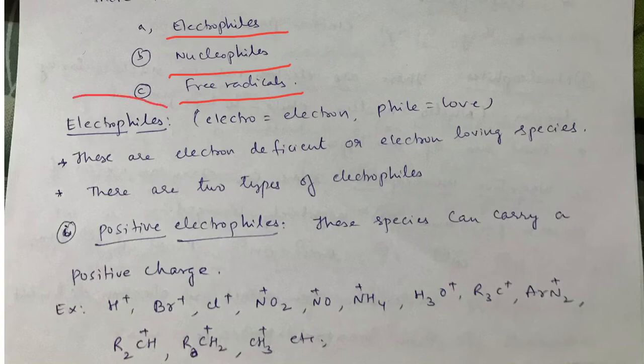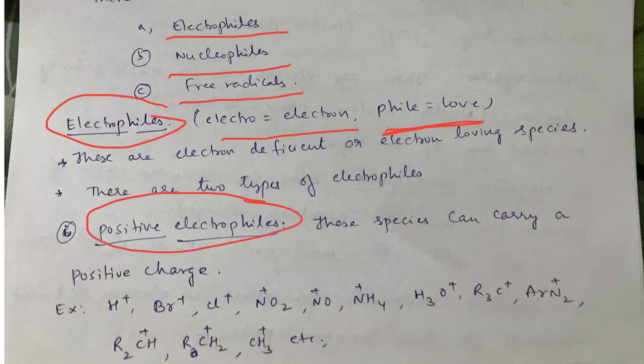First, electrophiles. As you know, electro stands for electron and phile stands for love, meaning these are electron loving species. They are electron deficient, short of electrons and in need of electrons, so they are said to be electron loving, or in another way, electron seeking species. There are two types of electrophiles: positive electrophiles and negative electrophiles.